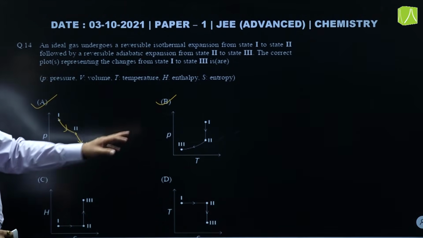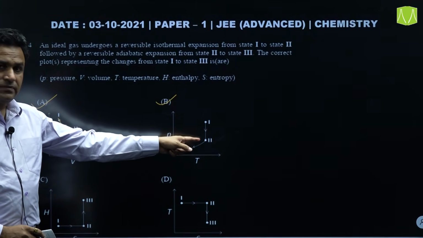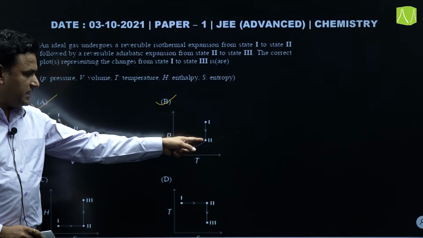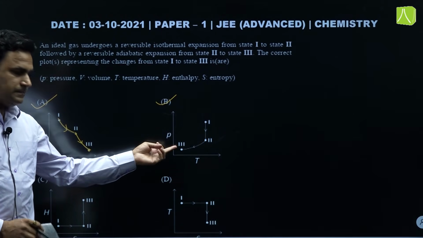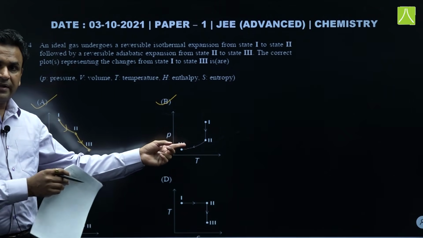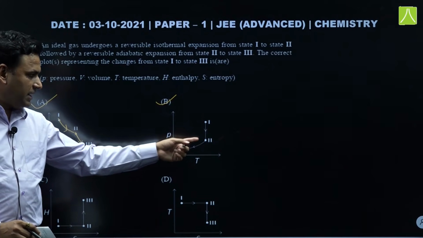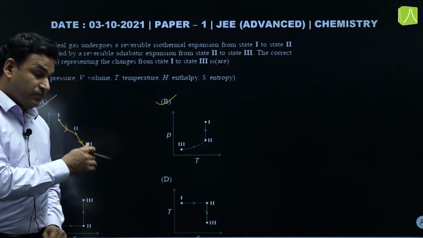The correct graph: 1 to 2 is isothermal expansion, temperature will remain constant, but with expansion pressure will decrease. Then 2 to 3, temperature will decrease, adiabatic expansion, and pressure will also decrease in adiabatic expansion. So, B is the correct graph.